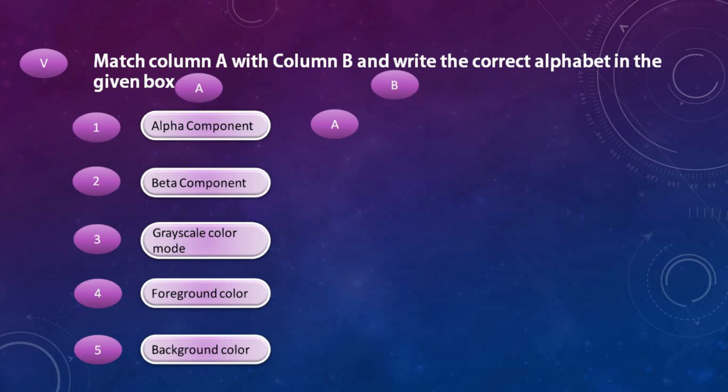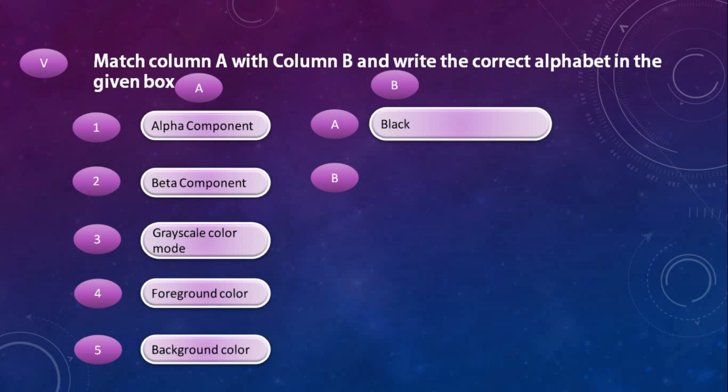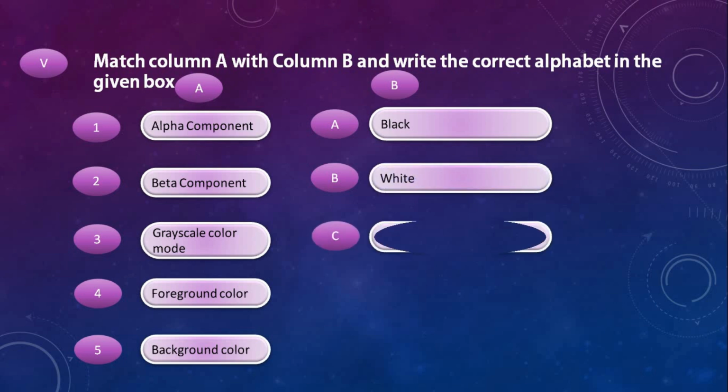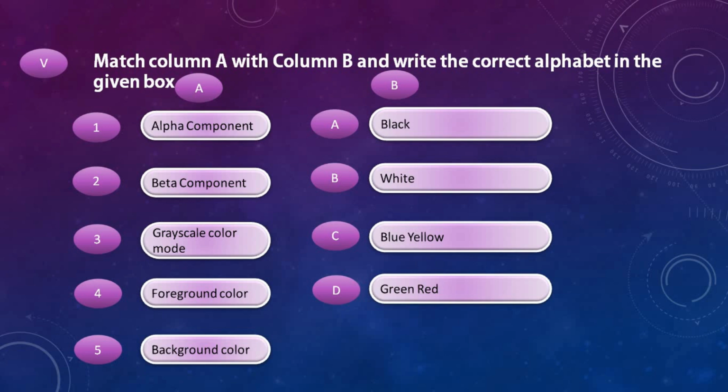On the other hand, we have black, white, blue yellow, green and red, 0 to 256. So match column A with column B and we have to give the right answer.